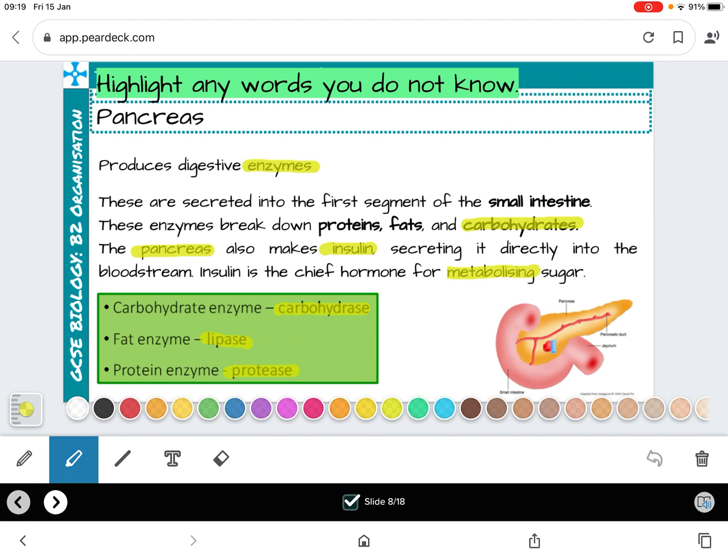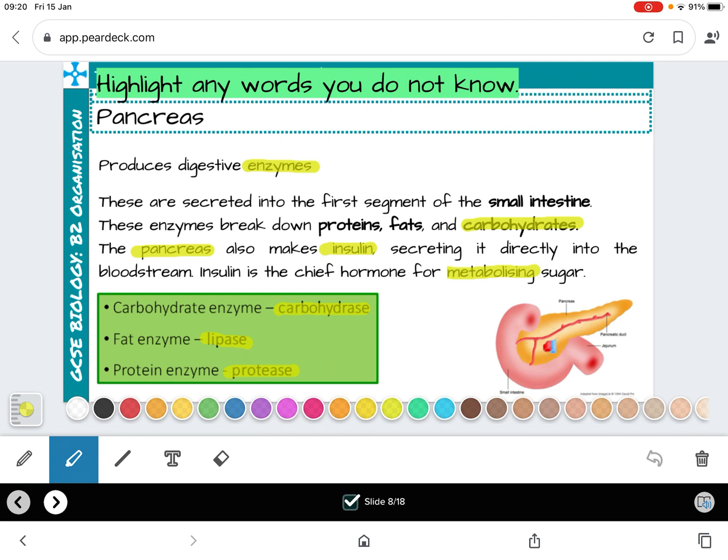One of you hadn't heard of carbohydrates. These are like your starch, basically, starchy foods. The pancreas also makes insulin. Insulin is a chemical that controls your blood glucose levels. If you have too much sugar in your blood, then it will start a chain of reactions to reduce it. And if you don't have enough sugar in your blood, it's involved in that kind of pathway too, secreting it directly into your bloodstream.